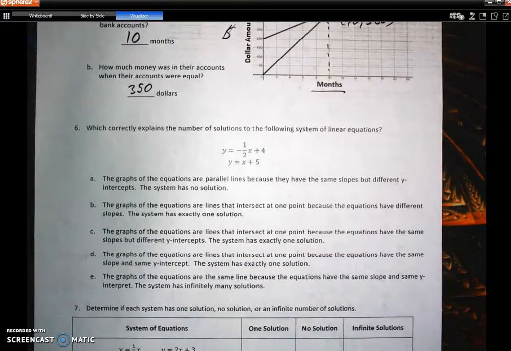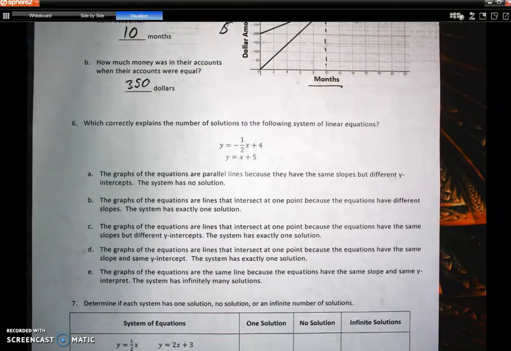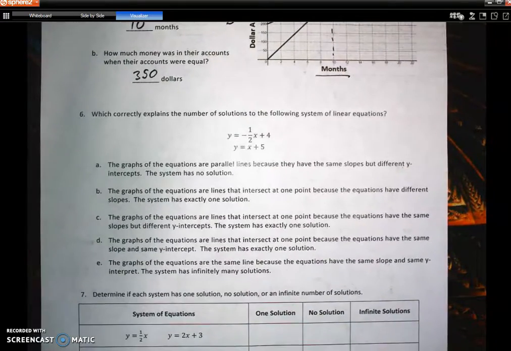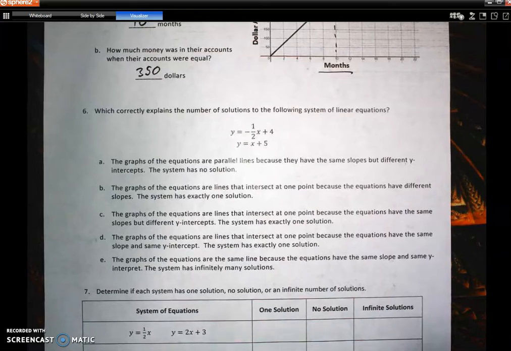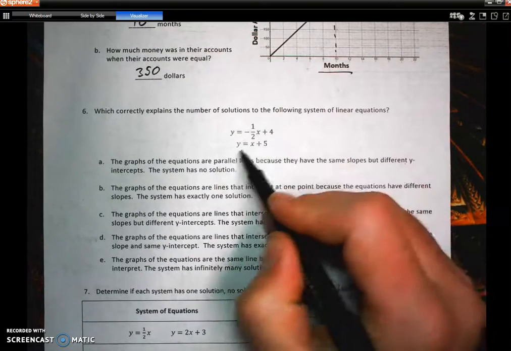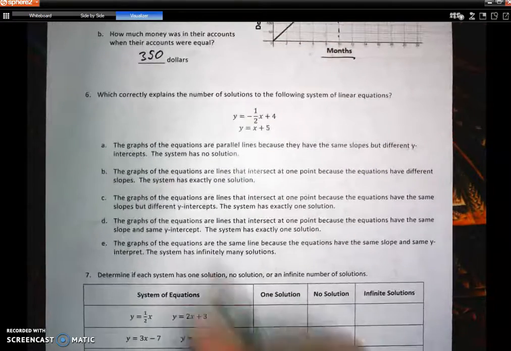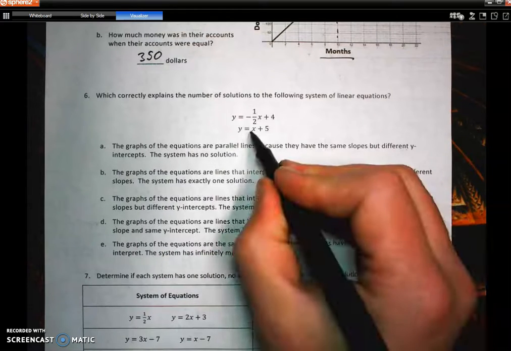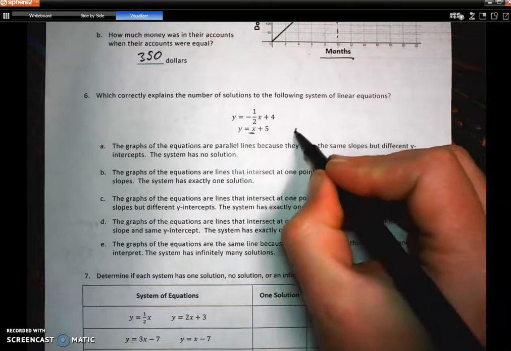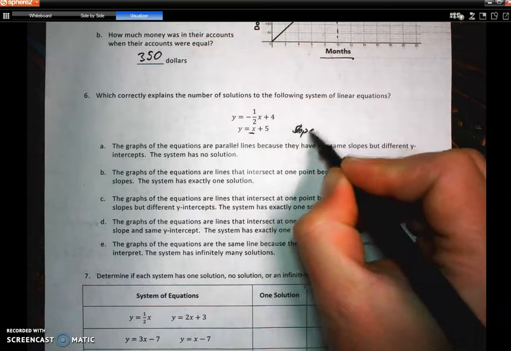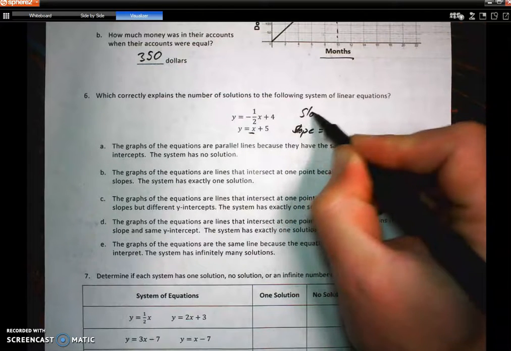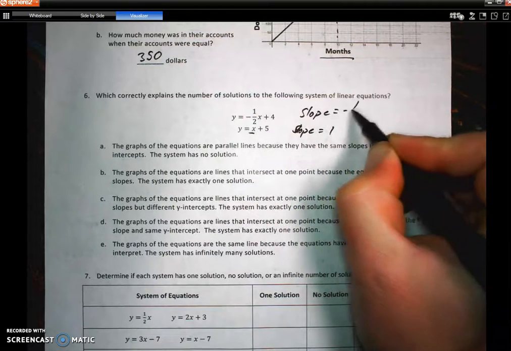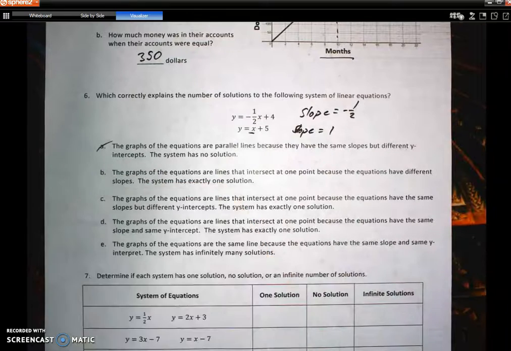Which correctly explains the number of solutions to the following system of linear equations? Now remember, you're allowed to use Desmos. y equals negative 1/2 x plus 4, y equals x plus 5. The graphs of the equations are parallel lines because they have the same slopes. Well, this has a slope of 1, right? The slope is 1 here, and the slope is negative 1/2 there. So they don't have the same slope.